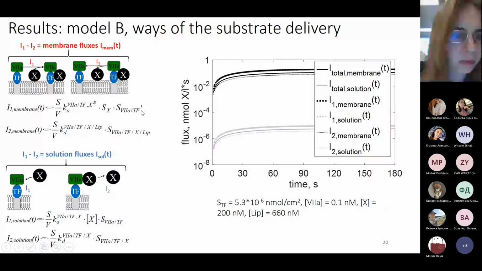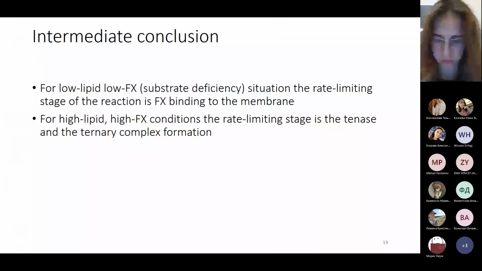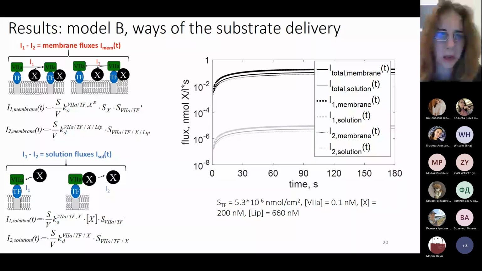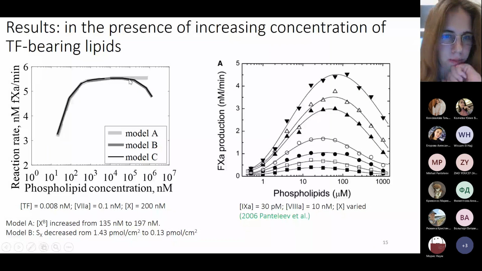And here we have the equation for model B only. We analyze ways of substrate delivery only for model B because it is not as time consuming as model C, and it is complex enough to explain data in case of high lipid concentrations. So it is complex enough to describe here.